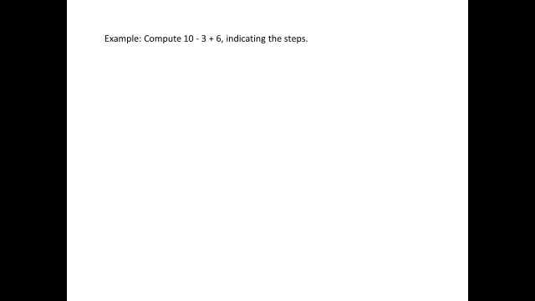Example, compute 10 minus 3 plus 6 indicating the steps. Again, we notice here that we have a subtraction and an addition. Which comes first? Some students have actually learned that addition comes before subtraction. That is wrong. It's addition and subtraction done left to right. So starting from the left and working our way right, the subtraction will actually come first.